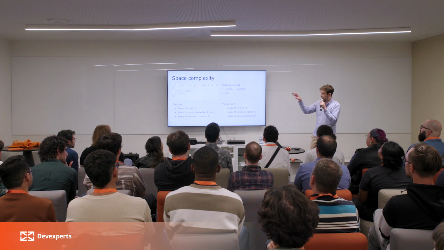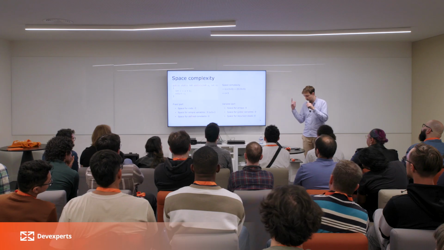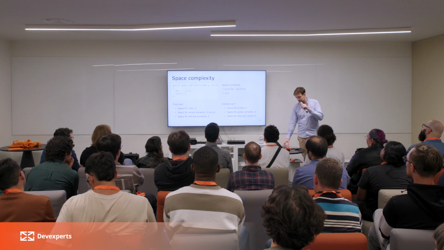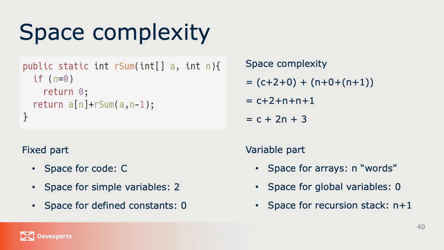We have this simple add ints. We just have A and B. We have a space for code, always, and a space for simple variables. We have three, but two of them are not very important because they come from the method signature, and we don't have any defined constants, nor variable parts. So we only have a space complexity of 1.